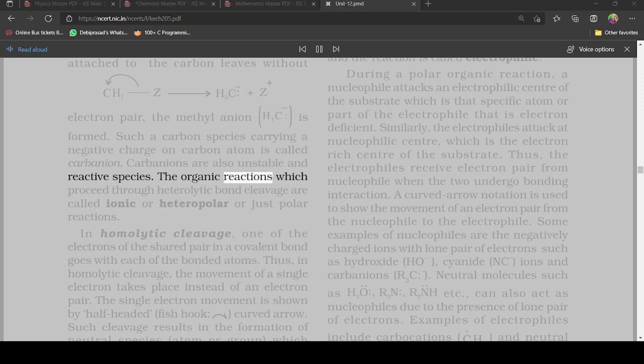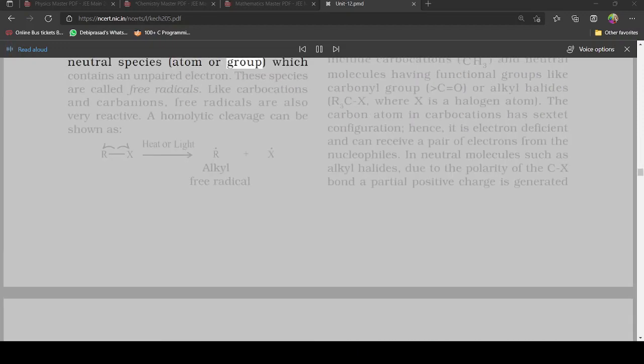The organic reactions which proceed through heterolytic bond cleavage are called ionic or heteropolar or just polar reactions. In homolytic cleavage, one of the electrons of the shared pair in a covalent bond goes with each of the bonded atoms. Thus, in homolytic cleavage, the movement of a single electron takes place instead of an electron pair. The single electron movement is shown by half-headed, fishhook, curved arrow. Such cleavage results in the formation of neutral species, atom or group, which contains an unpaired electron. These species are called free radicals.